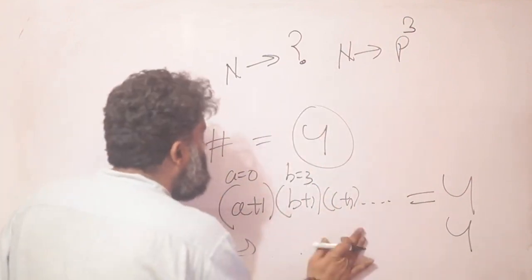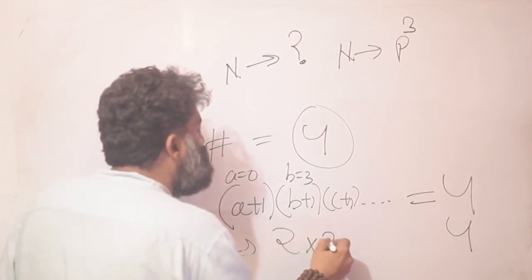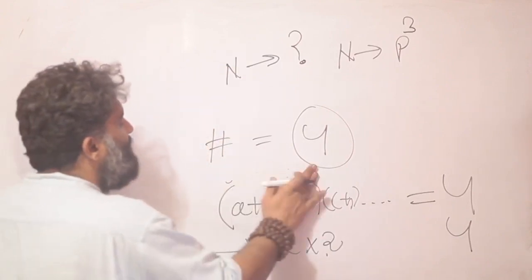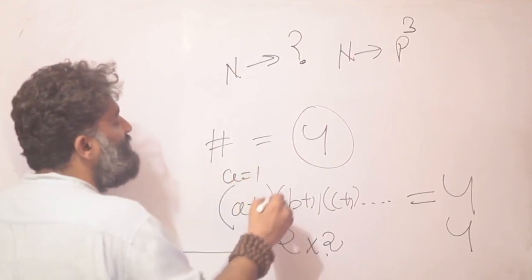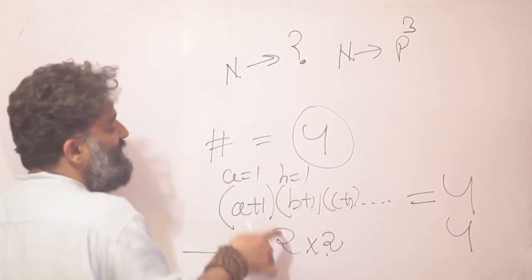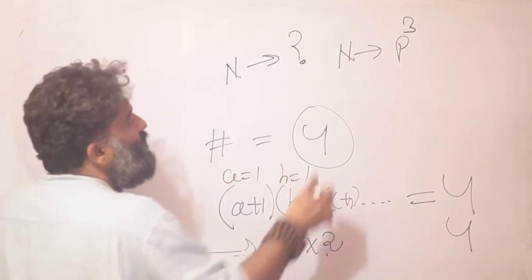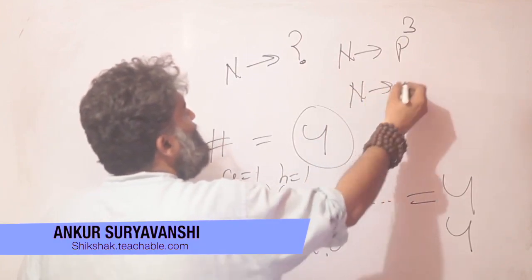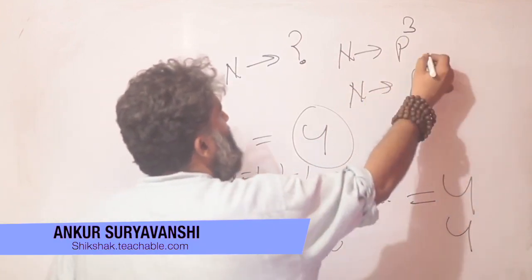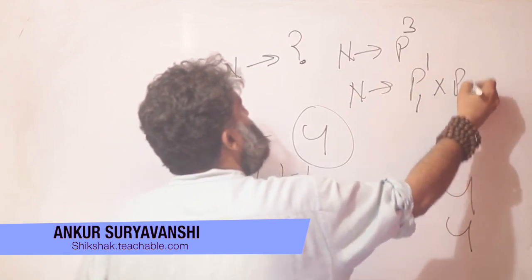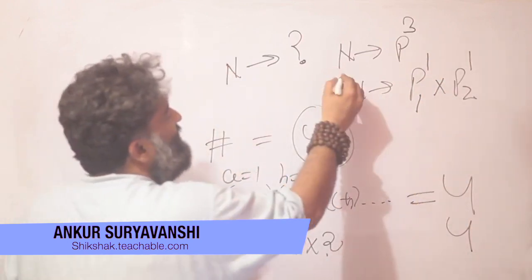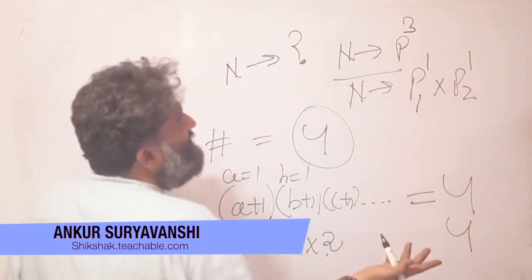Or the 4 can be rewritten as 2 into 2 also. What that would mean is a is 1 and b is 1, a plus 1 is 2, b plus 1 is 2. What that would mean is n is made up of 2 prime factors. Prime 1 has a power of 1 and prime 2 also has a power of 1. Now check for both of these numbers, the number of factors would be 4.